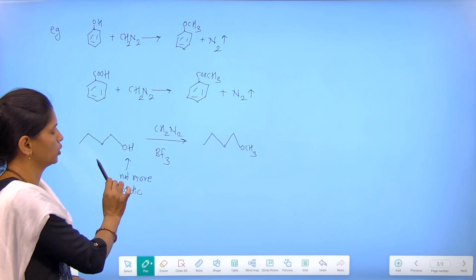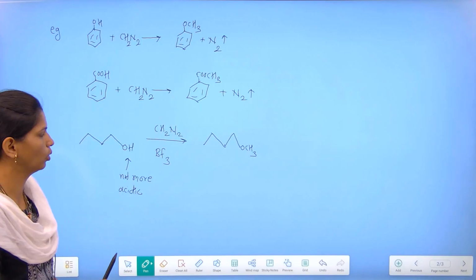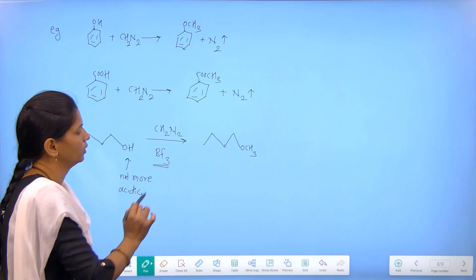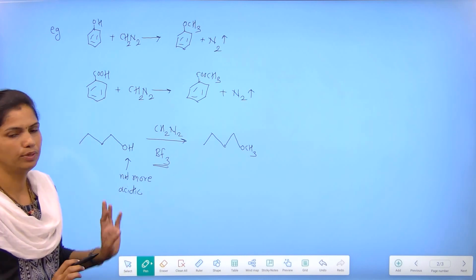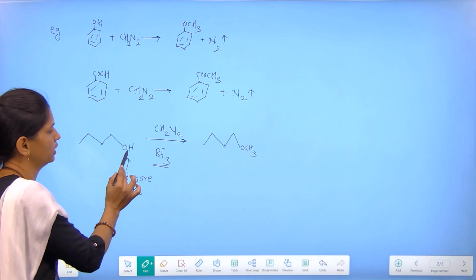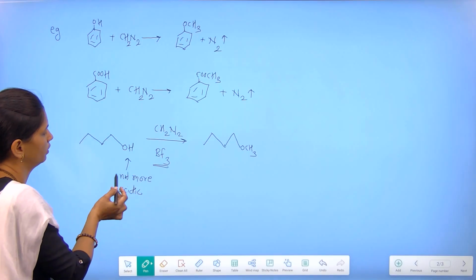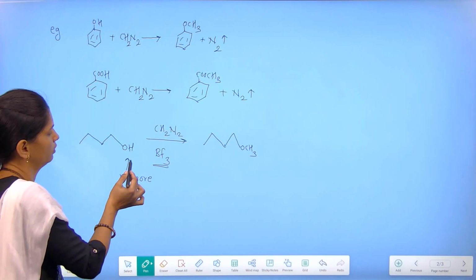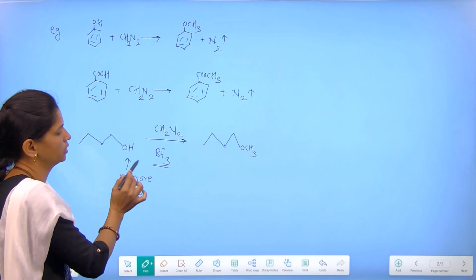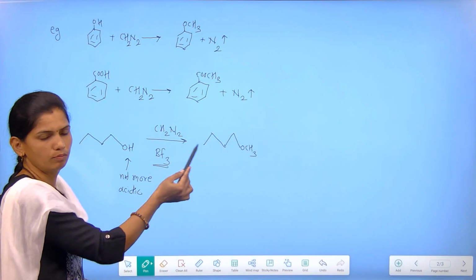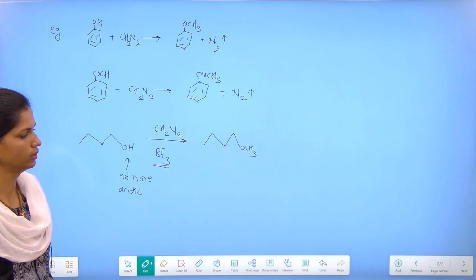This application also applies to alcohols. Here the reaction can be carried out in the presence of the Lewis acid BF3, because this H is not very acidic, and the Lewis acid makes this H more acidic. Here a Lewis acid can be used, then the methylation reaction can be done.